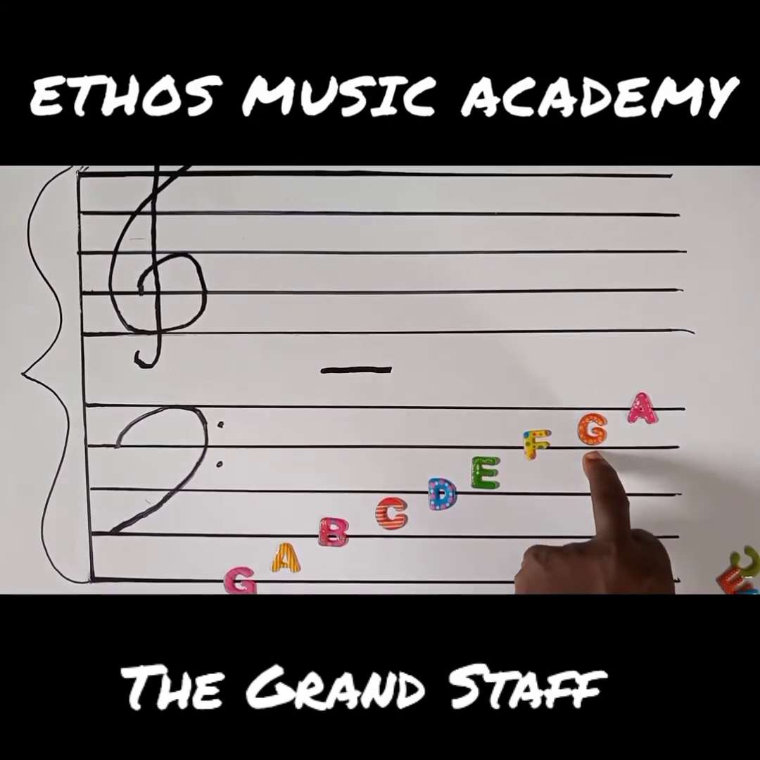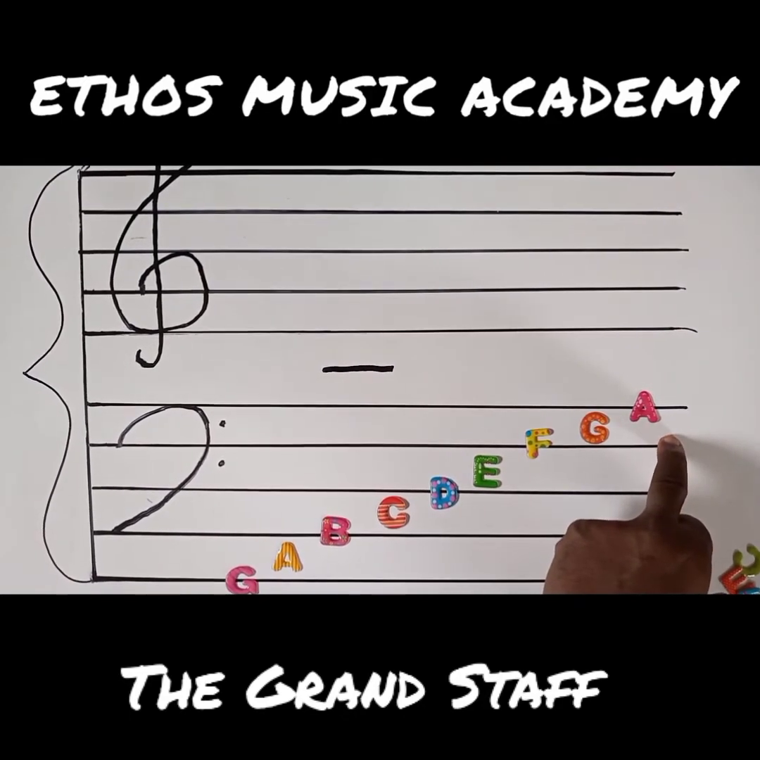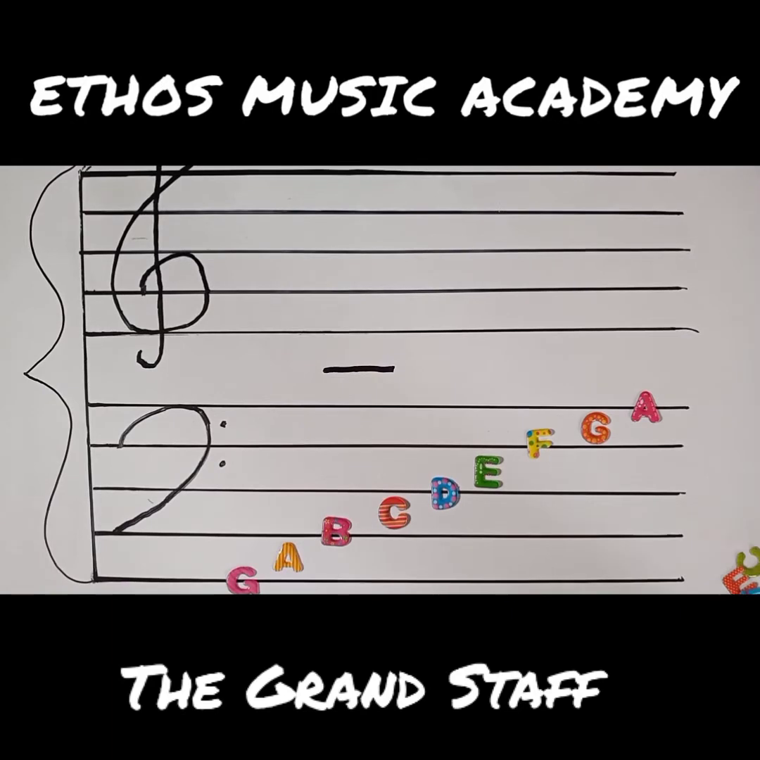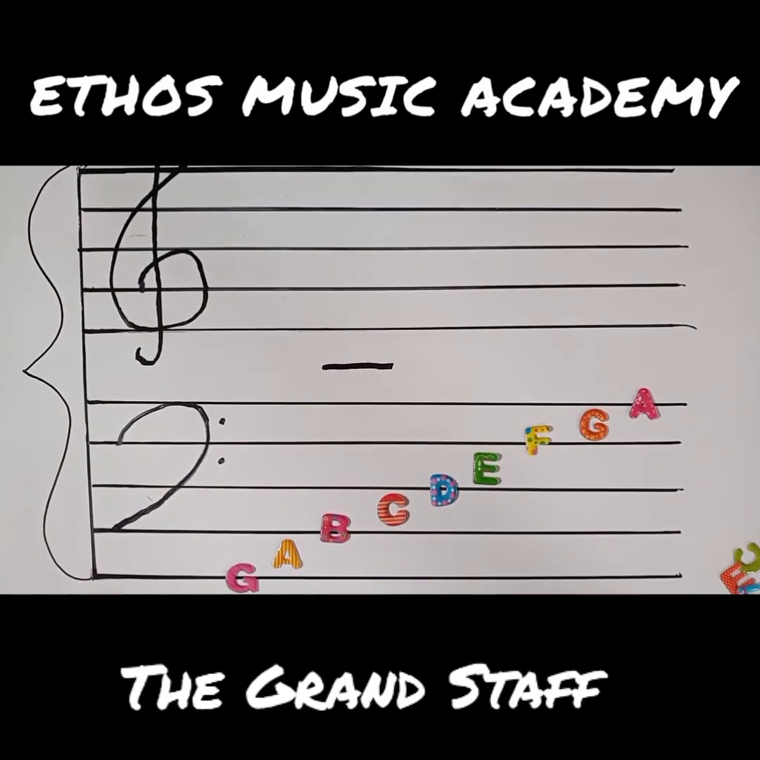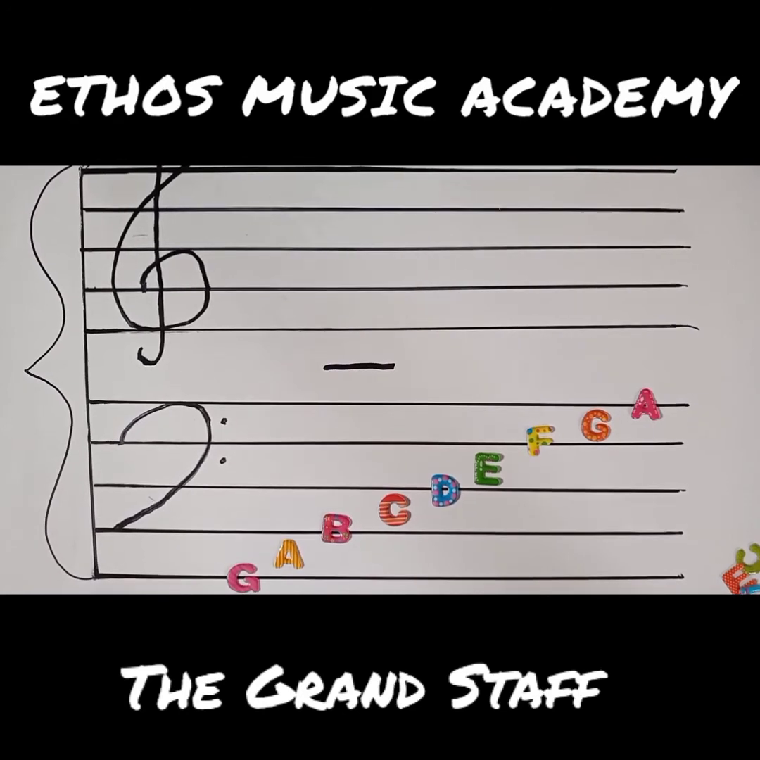Okay, so here you have it, the names of the lines and spaces of both the treble and bass staff. However, there's another trick to doing that, but also you need to notice how I arranged it. From G, I went back to A and then moved upwards. So let's go to the other trick.